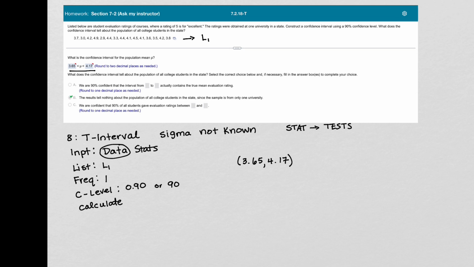And then it says, what does the confidence interval tell about the population of all college students in this state? Well, these ratings were from one university in a state. So it doesn't really tell us about all college students in the state. That would be a very biased sample. So that's why the correct answer is B. So that's how you do that problem.